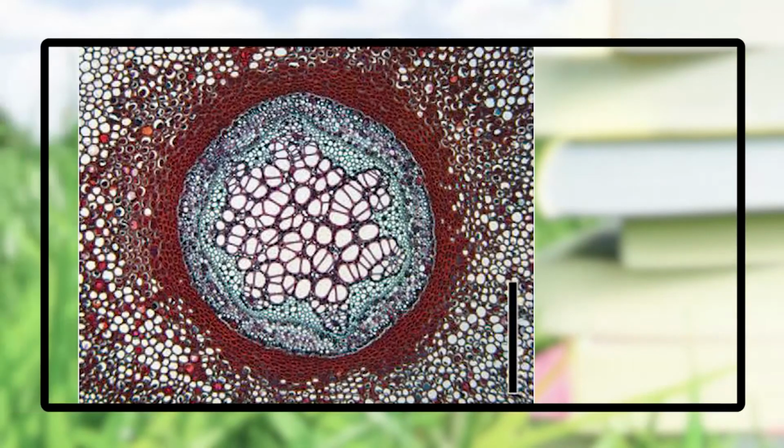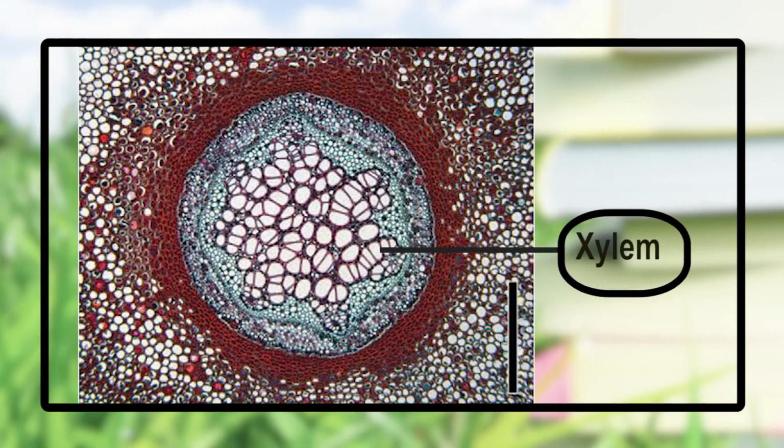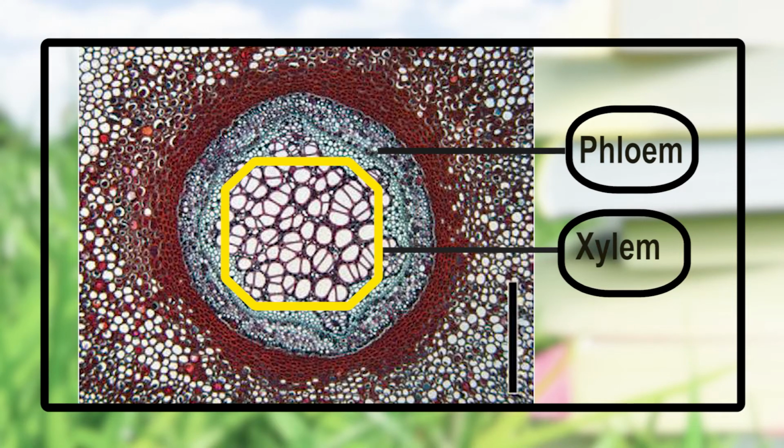Now we will be talking about another evolutionary event, that is the stelar evolution. So what is a stele? Stele is basically the central vascular bundle that is present in the stem and the roots. So the stele comprises the xylem and the phloem. The xylem is present in the central core, and it is surrounded by the phloem.